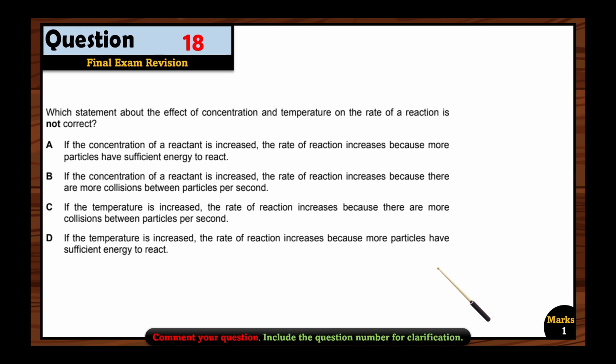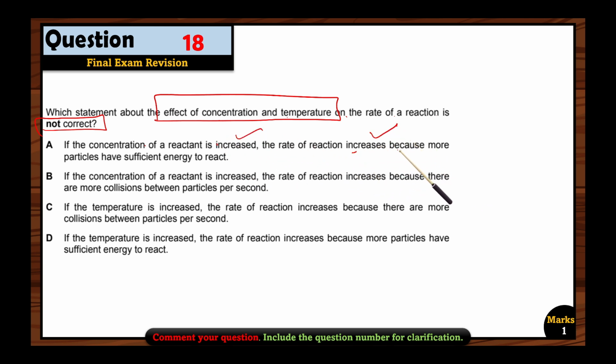Question 18. Which statement about the effect of concentration and temperature on the rate of reaction is not correct? Okay, the effect of concentration and temperature. If the concentration of the reactant is increased, the rate of reaction increases. Okay, that's right. Because more particles have sufficient energy to react. Wrong. This statement is only right for the temperature. Okay, because more particles will collide. That is the right answer. But they say more particles have sufficient energy to react. So this is the only wrong option we have to find.